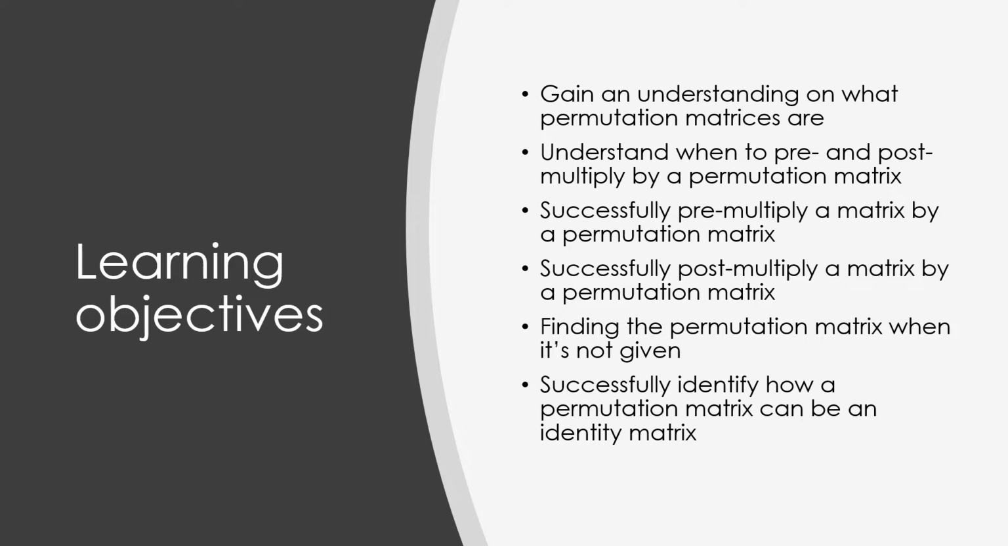The second last one, the fifth one, is to be able to find the permutation matrix when it's not given. And the final one is to successfully identify how a permutation matrix can also be an identity matrix.